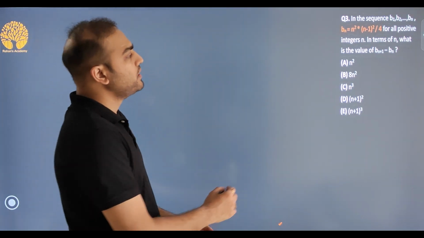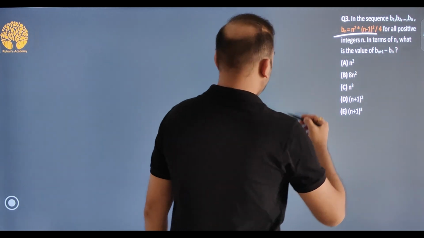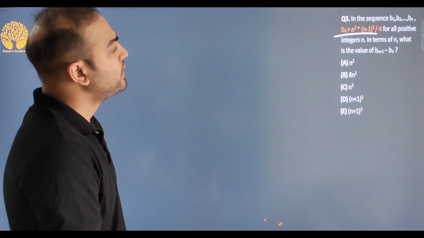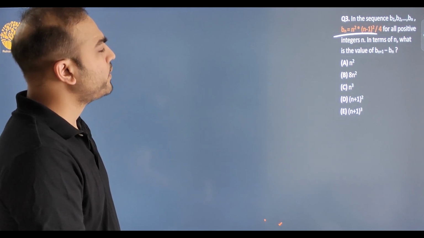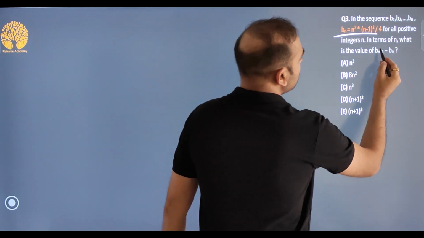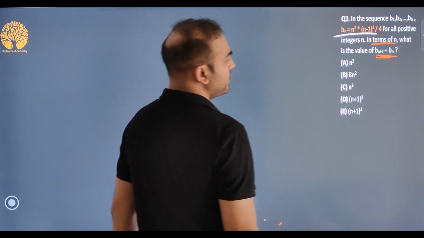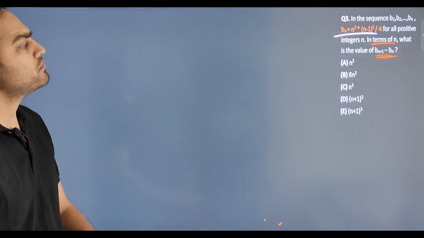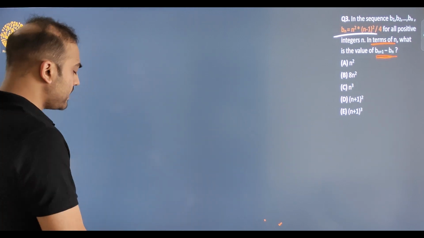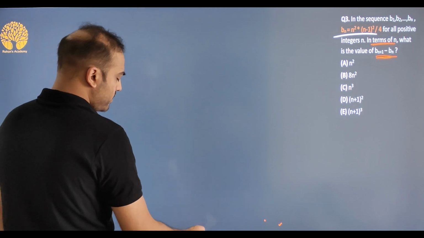Moving on to the next one. Again, we have a sequence given to us, that is Bn is equal to n square into n minus 1 whole square by 4. Now in terms of n, we need this, right? Now there are two ways to solve it. One is your theoretical way, let's do that first, and then I'll teach you a faster way also, right?